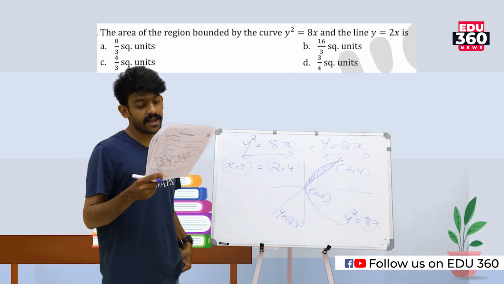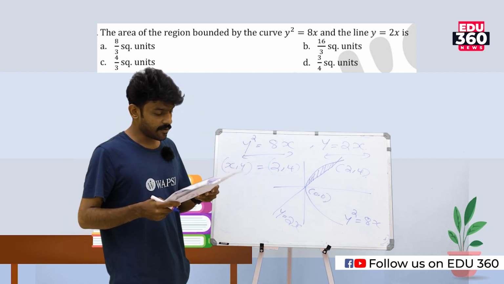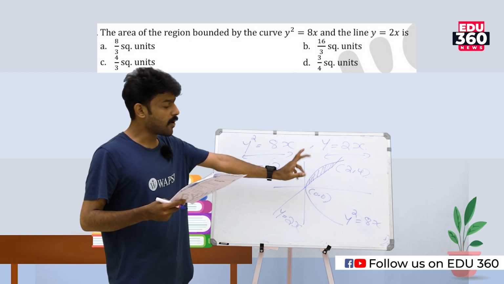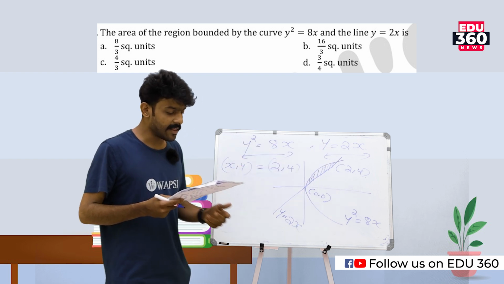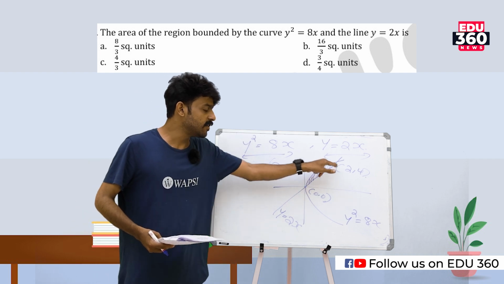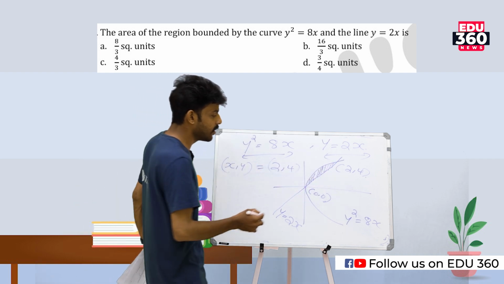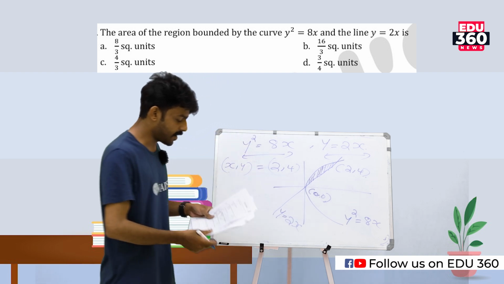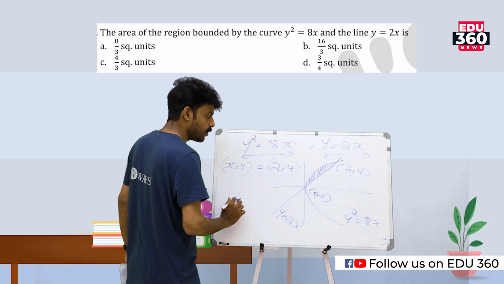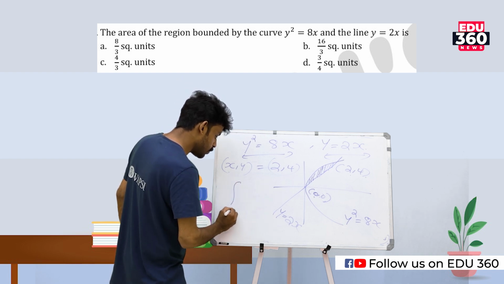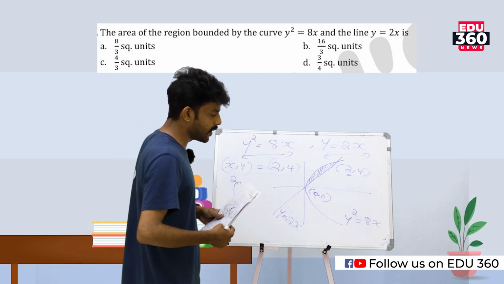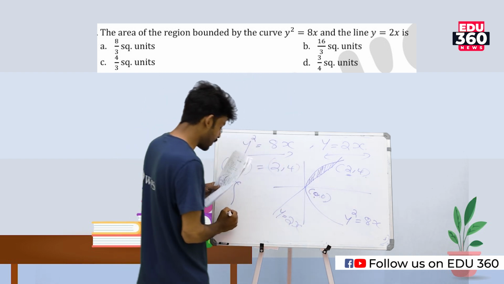Okay, so the question is that we need to find the area of the region bounded by the curve and the line. So this is the region, and we need to find the area of this portion. How can we find it? Look at the limit. We can write the limit is from 0 to 2. From the graph, x is equal to 2 and y is equal to 4. So we can write the integral from 0 to 2.